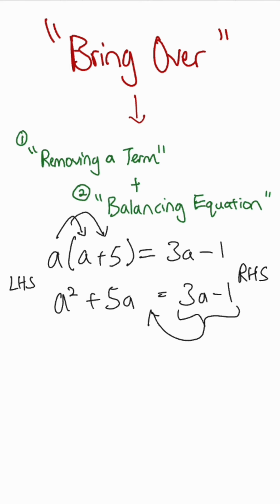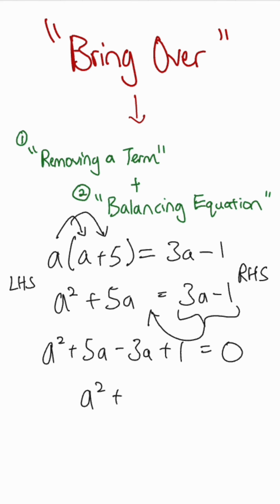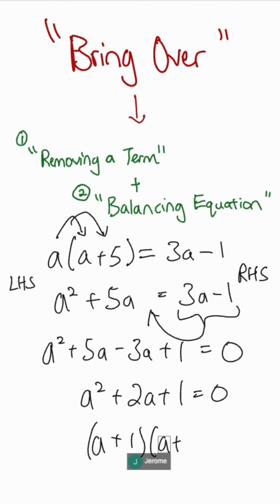Okay, so now when we bring over, you guys know you have to invert the sign. So from positive 3a, this is actually a positive 3a, right? It will become negative. And now from a negative 1, it becomes positive. Okay, and now we have a very simplified quadratic equation, and then it can be reduced to this. So a equals negative 1. Okay, this is very easy.